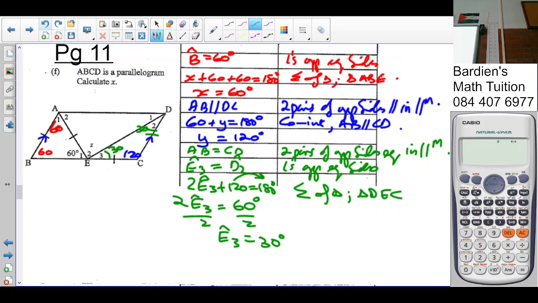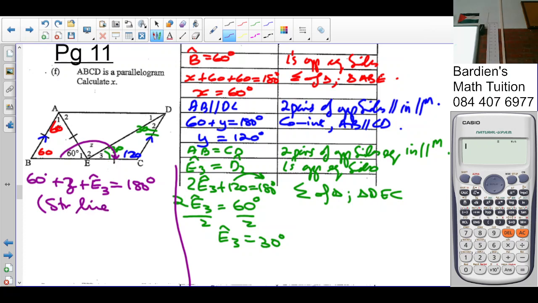Have I answered the question? No. Not done yet. So what do I do now? Angles on a straight line. So what can I say? 60 plus Z plus E3 equals 180, straight line. I've said E3 is 30. So Z works out to be 90.